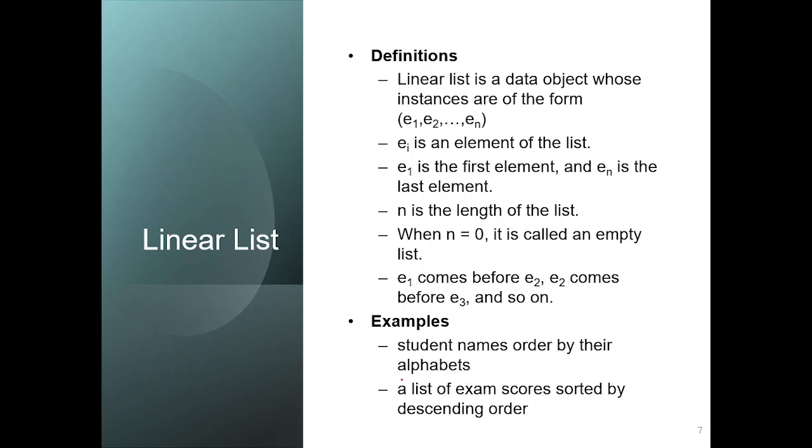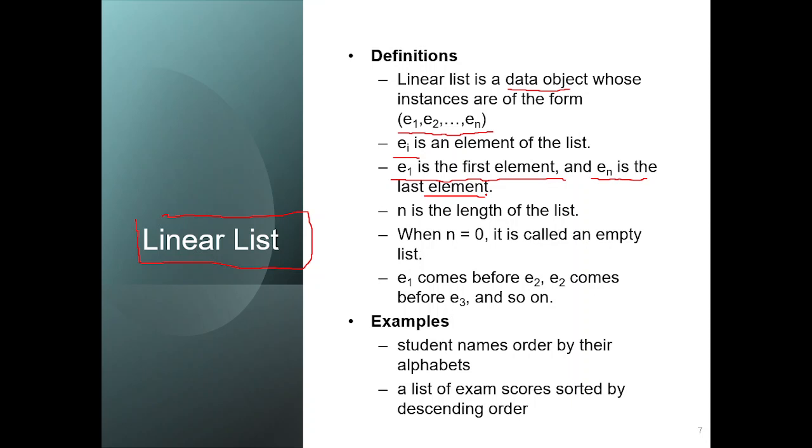Okay, now let's come to the definition of a linear list. What do we mean by a linear list? A linear list is a data object whose instances are of the form E1, E2, E3, E4 up to En. So it is a finite list. Its length is, say, n, starting from 1 going up until n. Ei is an element of the list where i can be 1 up to n. E1 is the first element in the list and En is the last element in the list.